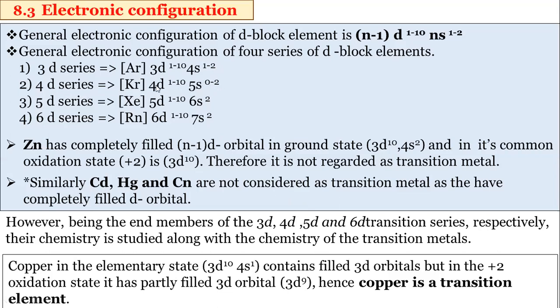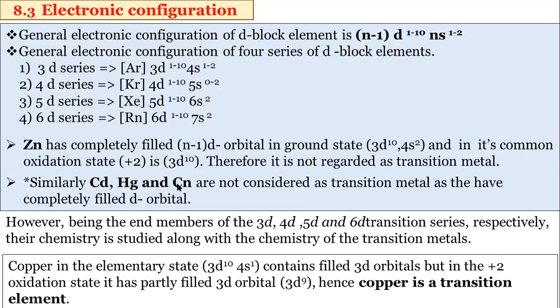Why am I giving more stress to this general electronic configuration? Because it is asked for 1 mark. Write the general electronic configuration of the 3d series, 4d series, 5d series, 6d series, they will ask. As I explained earlier, these are zinc, cadmium, mercury, and copernicium.